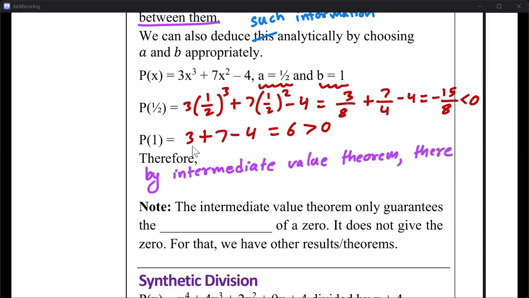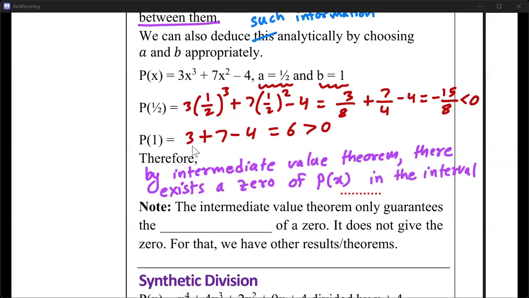There exists a 0 of u of x in the interval half to 1. And I can use parentheses because it's not half, where it is negative. It's not 1 where it is positive. It's in between, right? So in that open interval, there is a 0 of the polynomial.